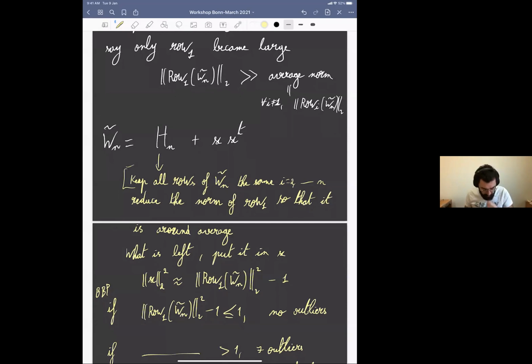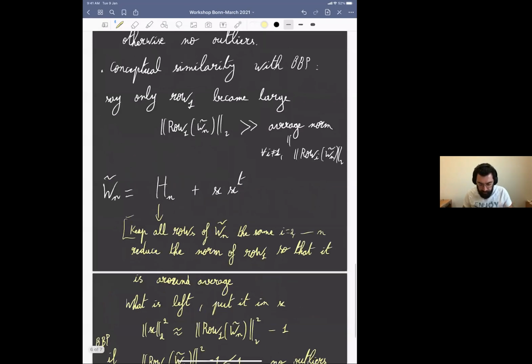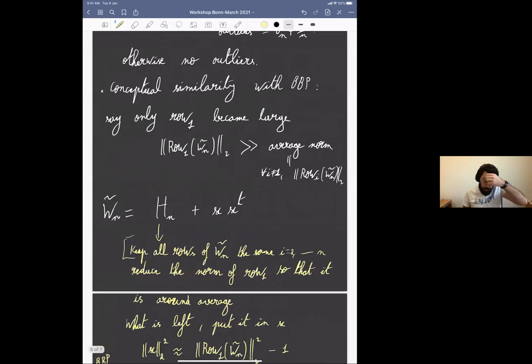But still, I think it's kind of amusing that there is this conceptual link between these two. And maybe one more thing it would be interesting to understand: at least I don't see exactly how to interpret this in terms of a signal and noise model. So it would be nice to have this.